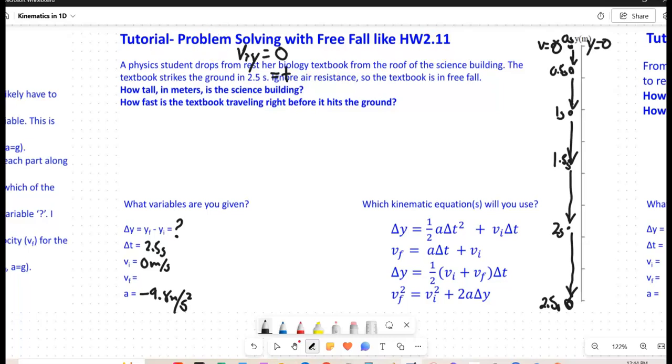Okay, so once we understand the problem, we don't have final velocity. So any equation that has final velocity in it, we cannot use. So this has final velocity in it, this has final velocity in it, and this has final velocity in it. So the only equation we're going to use here is the first one, which is already set up for us. We don't have to do any algebra.